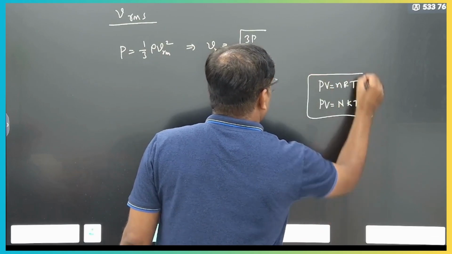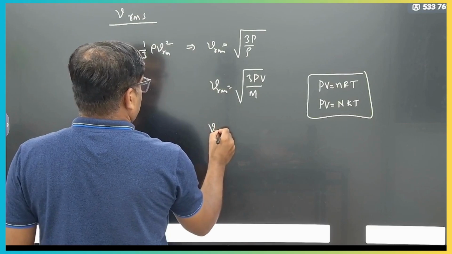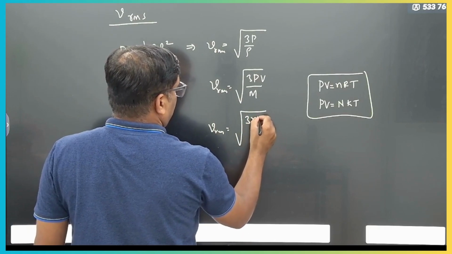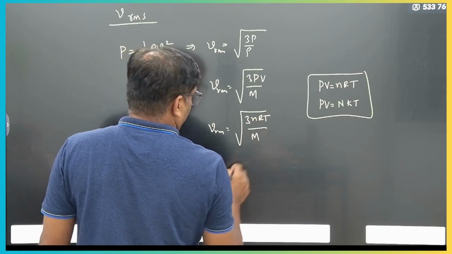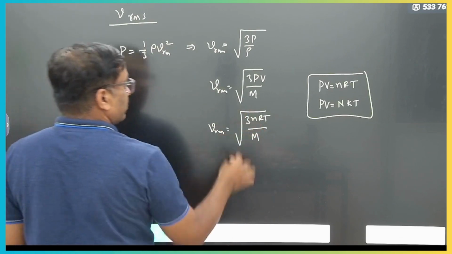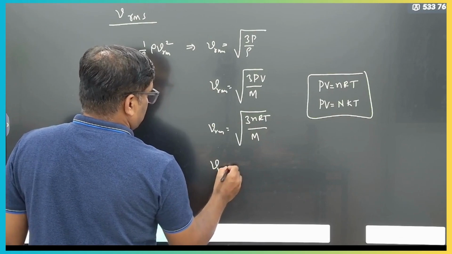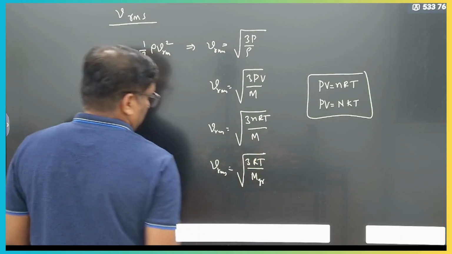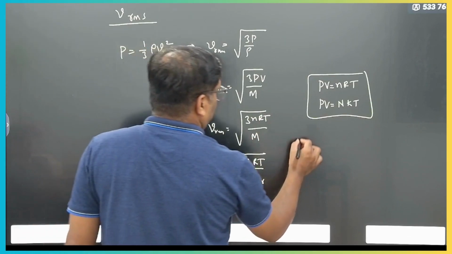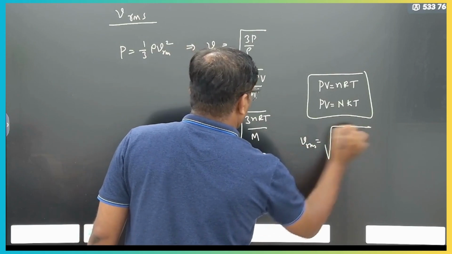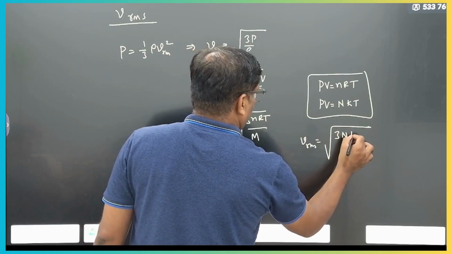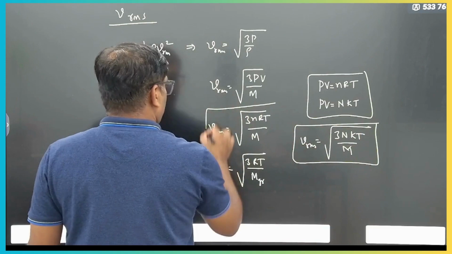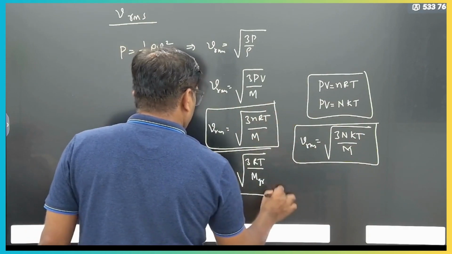nKT, clear? So therefore Vrms will be equal to √(3PV divided by the total mass of the gas), where PV is nRT. Number of moles, how to write it now? Mass of the gas by gram molecular weight. So Vrms will be equal to √(3RT by the gram molecular weight of the gas). We can also write Vrms equal to √(3nKT by m). Clear? So this is the RMS speed of our gas molecule.